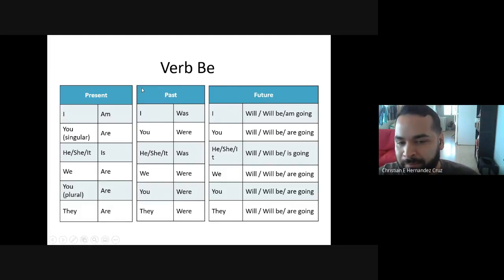Anyways, so the main idea of this is to see that in the present, you use a different set of be verbs, which really, if you see, it's just am, are, and is.